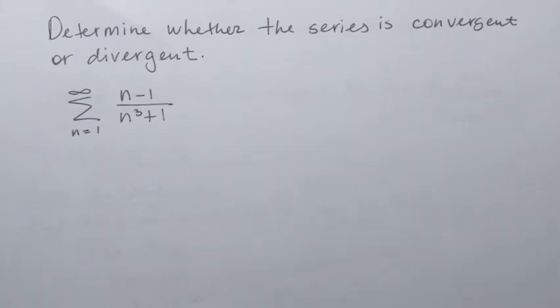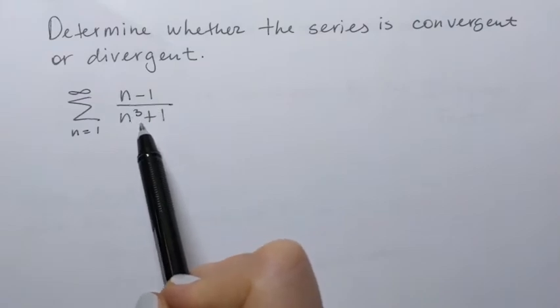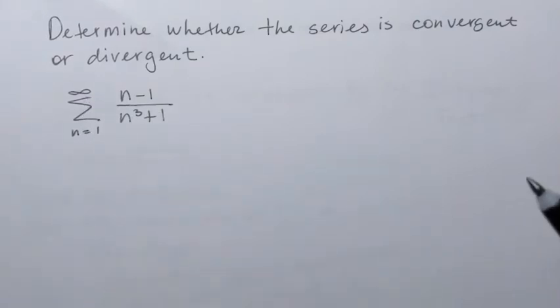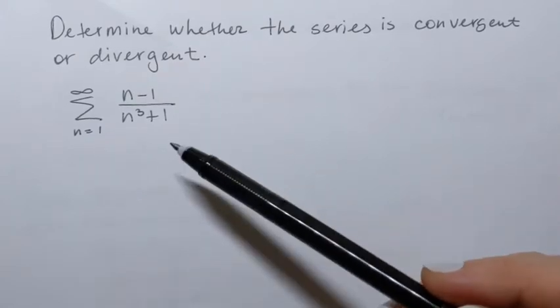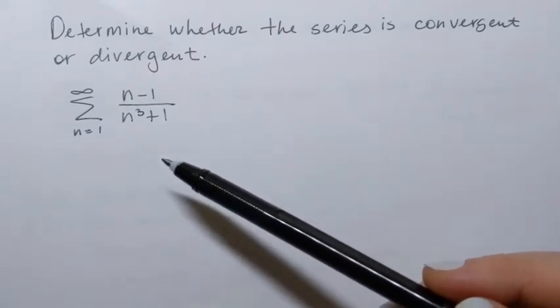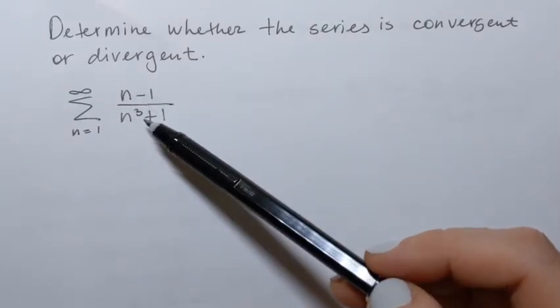So in this example, we need to determine if the series of (n minus 1) over (n cubed plus 1), with n from 1 to infinity, is convergent or divergent. So we're going to attempt to apply the comparison test. That means that I need to find a sequence for which I know whether it's convergent or divergent, such that I can compare terms of that sequence with my sequence.